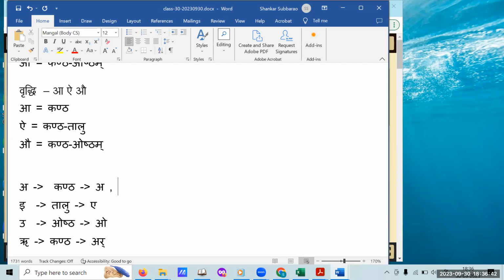Yes, Harsha. Why? Closest. What is the closest? Kantha. And what is the closest among the three? There is Kantha, there is Kantatalu, Kantoshta. Kantha is there in all three. So why did you pick A? Because there is no further addition in A. It's only Kantha, so only Kantha is the best match. Therefore, A is the replacement.